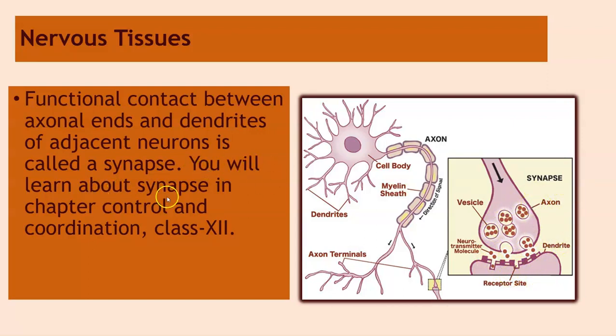You will learn about synapse in the chapter Control and Coordination in your class 12. That is, the impulse that this neuron has received passes through the axon, comes to the telodendron region, and from here it is received by the dendron of the next neuron. So this transmission of impulse you will study in detail in class 12th.